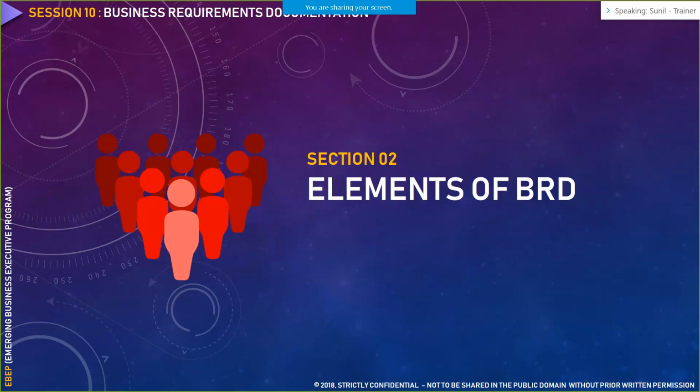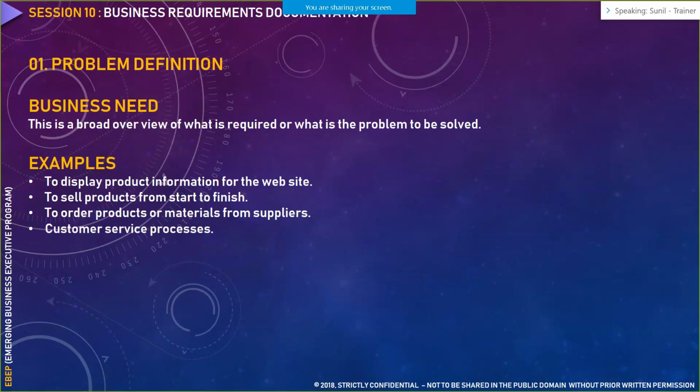Next, we will see what are the elements of the business requirement document. What are the sections, or what are the important contents that are part of your business requirement document? So the first thing that would be there is your problem definition. What is your business need? Why are you initiating this particular project? What was your problem because of which you are initiating this project? That is our business need that would go under problem definition in a typical business requirement document.